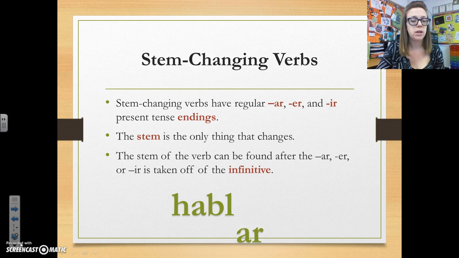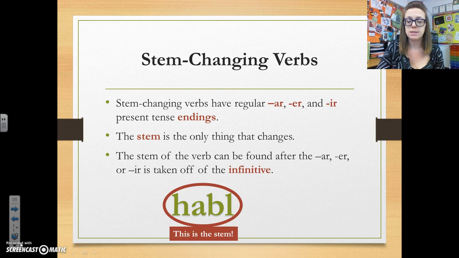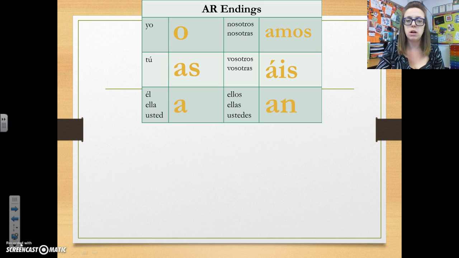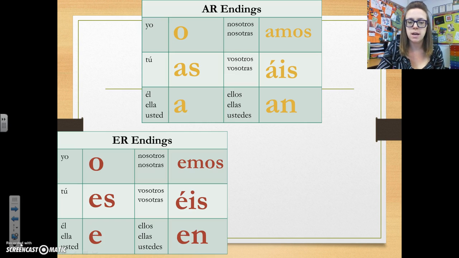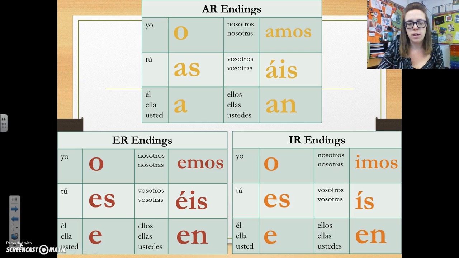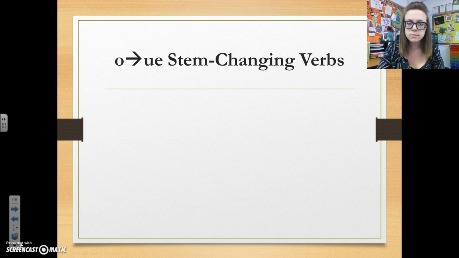So again, if we have the word hablar and I take that AR off, what's left is the stem. So habla is the stem. Okay, and then you add your endings based on the subject. All right, so let's review our endings. Remember, AR endings are as follows: o, as, a, amos, áis, an. ER endings are o, es, e, emos, éis, en. And IR endings are o, es, e, imos, ís, en. Okay, so these are our endings.